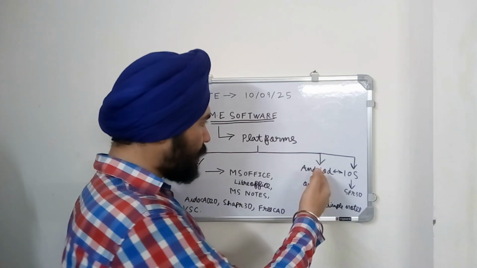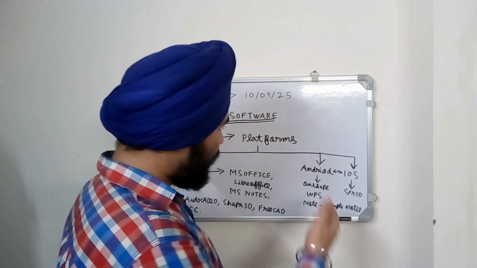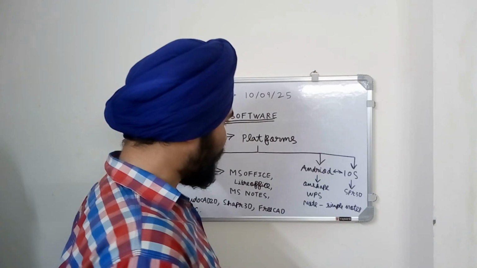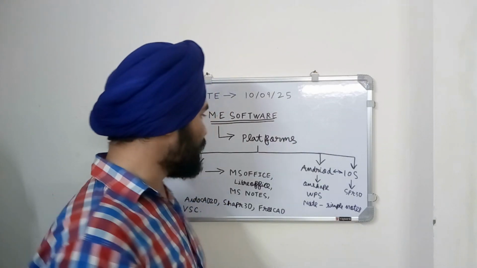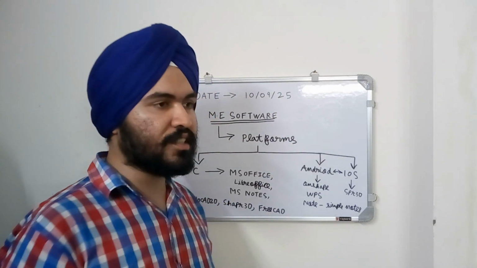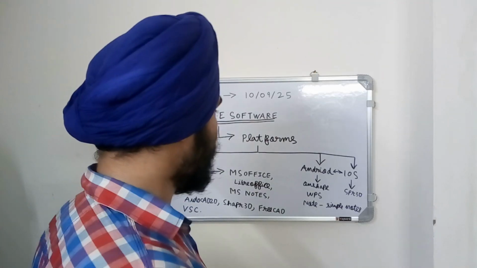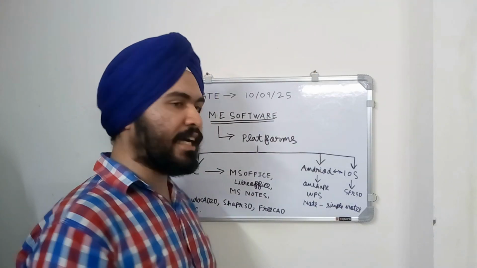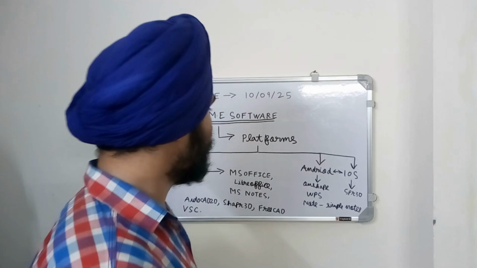Now when we talk about Android and iOS, basically for Android there is a CAD software called Onshape. Android only has one CAD software right now which is very good, and that's Onshape only, but it requires internet. So if you have an Android tablet, Onshape is a very good software.